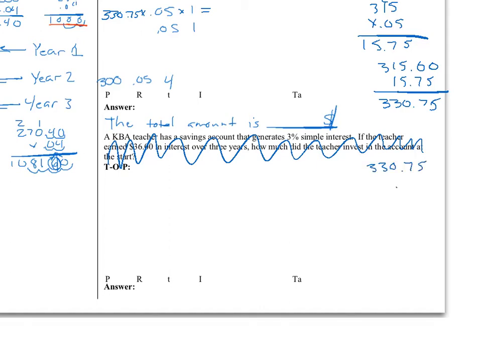$330.75 times 5%. 5, carry the 2 is 7, carry the 3 is 3. 5 times 3 is 15. 5, carry the 1. And 5 times 3 is 16. 1, 2, 3, 4. And I'm going to need to round here. I'm looking at this 7. That means I'm going to round up to $16.54.